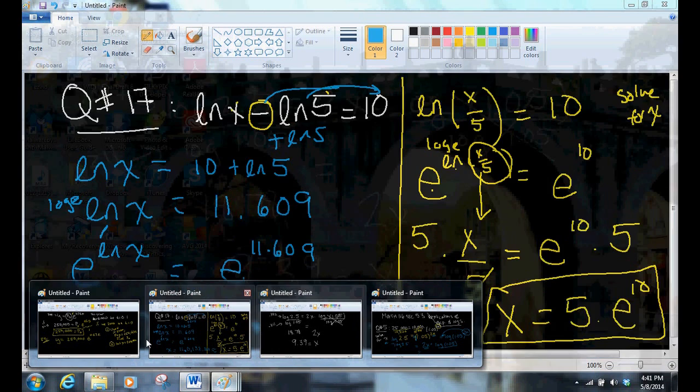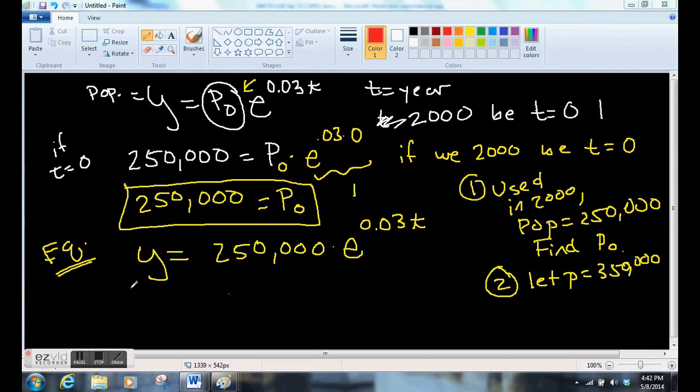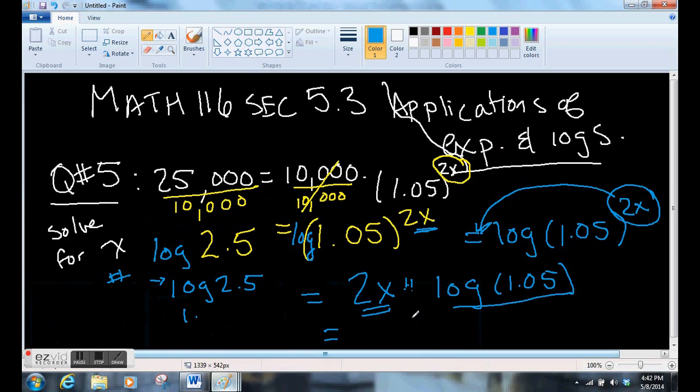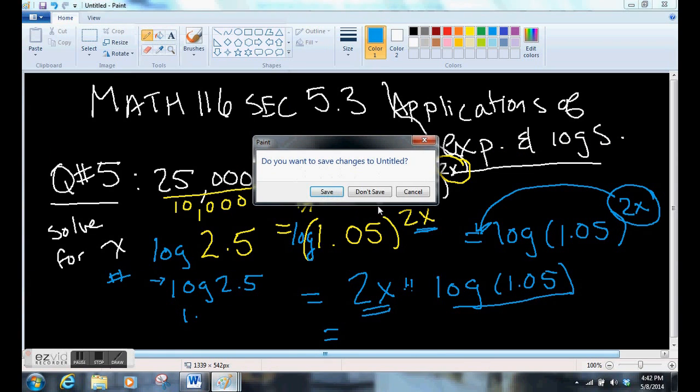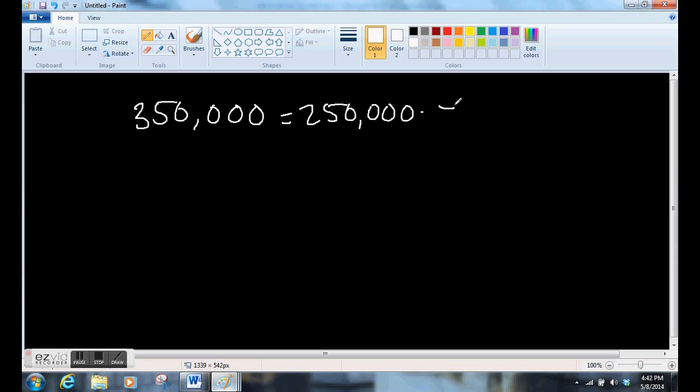So y is 350,000. So 350,000 equals 250,000 times e to the 0.03t. Now we have to solve for t. Let me get a new page. File, new, don't save. It's white. I don't like white. I think it's easier for you guys to see if I use a black screen. So here we have 350,000 is equal to 250,000 times e to the 0.03t. We're solving this for t.